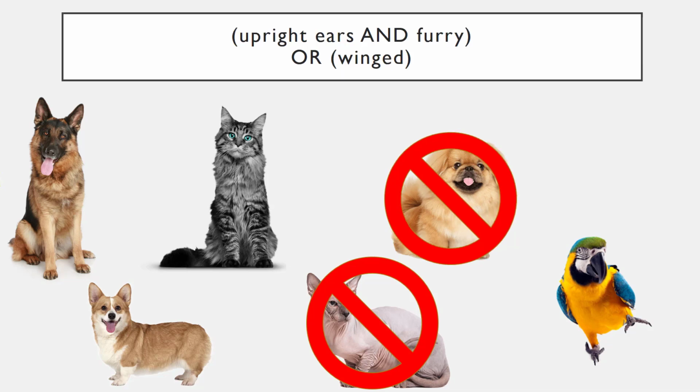Now, this is a completely different search with different search terms, but I've set it up so I get the same results. In this case, the animals need to be furry and have upright ears, but there's also the option that they can simply have wings and still be included.